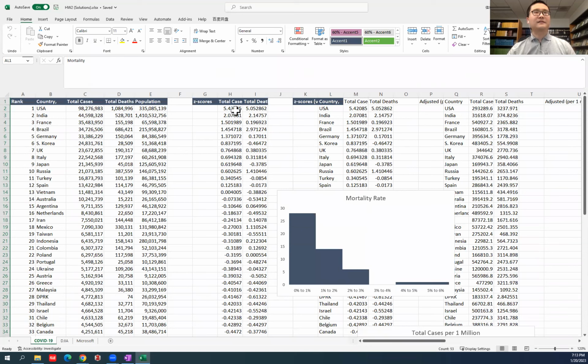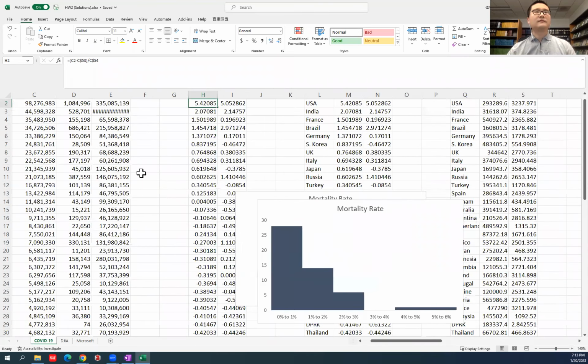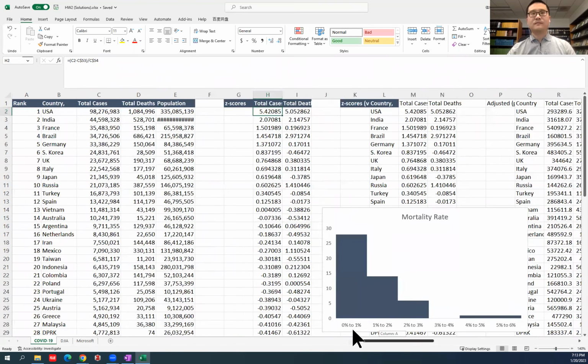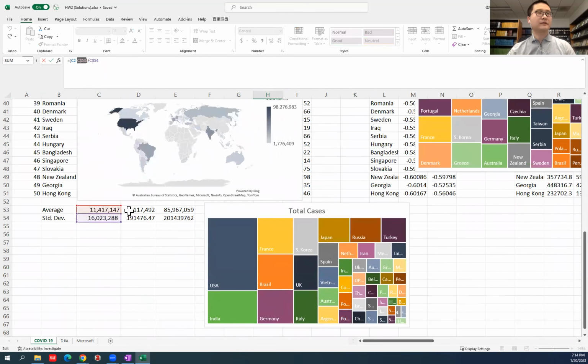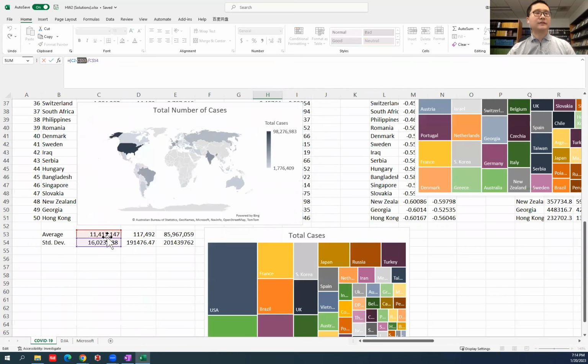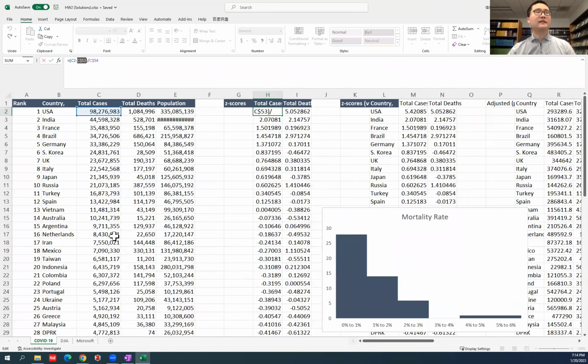Let's take an example. So for example, when I calculate a z-score for the total cases, this is the original score, and this C53, which is here on the 53rd row, is the average or the mean value, and the denominator is C54.